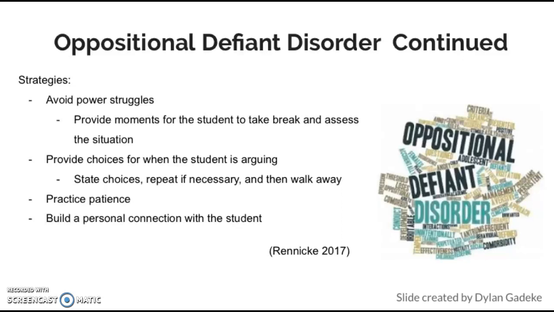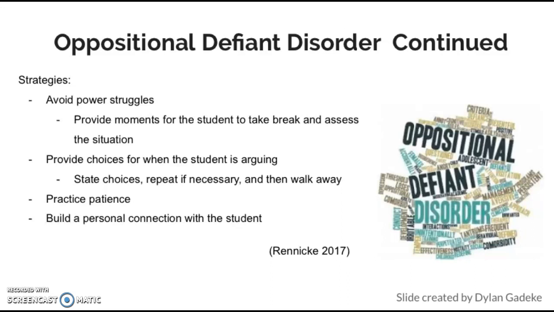Some strategies to assist students in the classroom who exhibit oppositional defiant disorder can be avoiding power struggles. So that's like moments where the student is trying to one up you or something. You can just take a break, encourage the student to take a break from the situation and look at it from a different perspective.